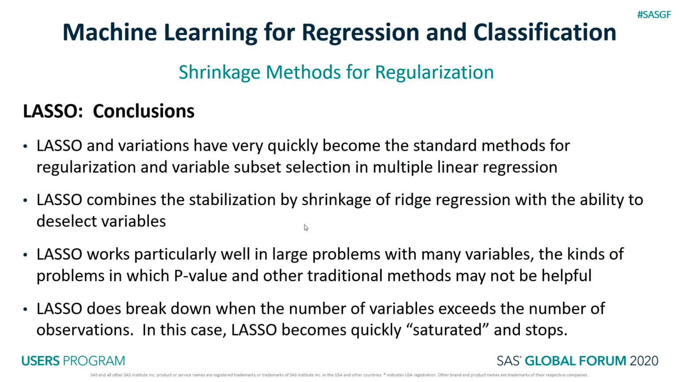So the LASSO and variations of LASSO have quickly become the standard methods for regularization and variable subset selection in multiple linear regression. The LASSO combines the stabilization by shrinkage of ridge regression with the ability to deselect unimportant variables. LASSO works particularly well in large problems with many variables, the kinds of problems in which p-values and other traditional methods may not be helpful. The LASSO does break down when the number of variables exceeds the number of observations. In this case, the LASSO becomes quickly saturated and stops. But for many applications, the LASSO is now the standard methodology.